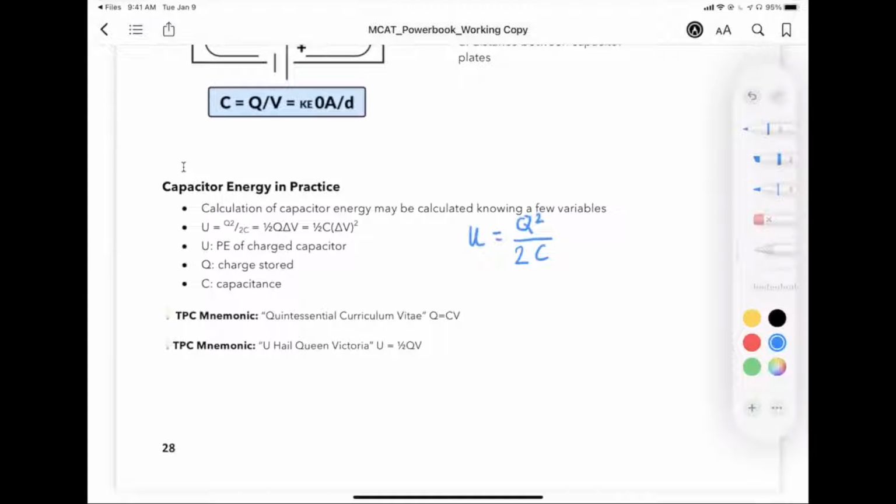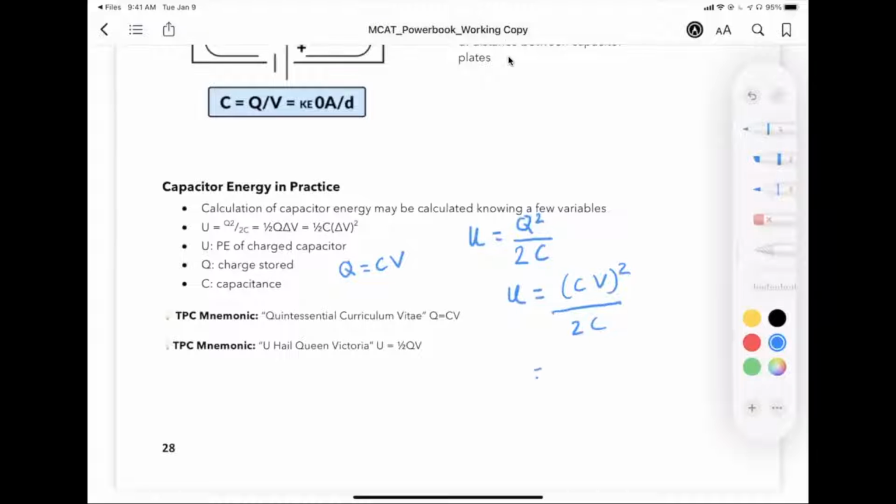Because we know that Q is equal to CV, let's say we don't know what the value of Q is, for example. We're not given that in the problem. Well, we know that Q is equal to CV, so we can just input that into our equation. And so we get CV squared over 2 times C.